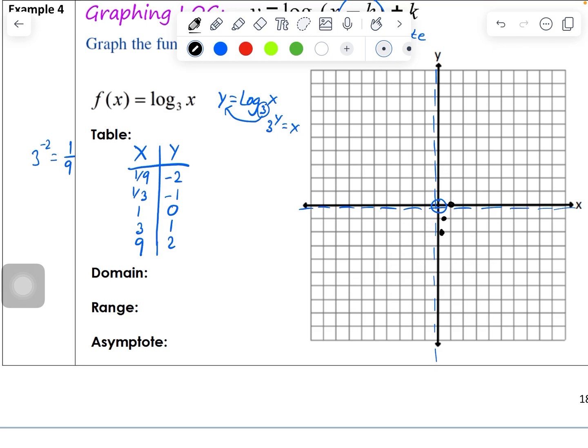(1, 0) is the point right here. (3, 1) goes over 3, up 1. And (9, 2) goes way over 9, up 2. So we still get the same shape as what we saw before, but now it's kind of different. It's inverted because it's an inverse function. And now it's swooping in a different direction than it was before.